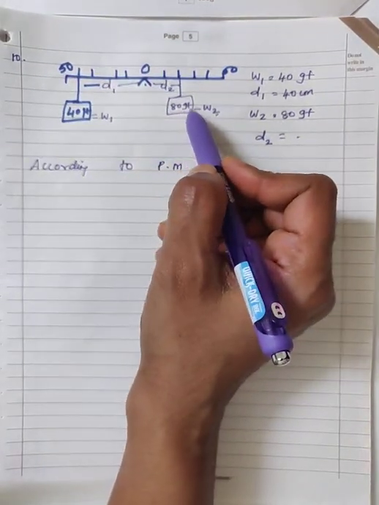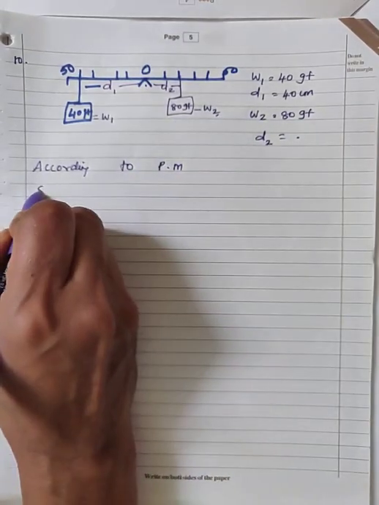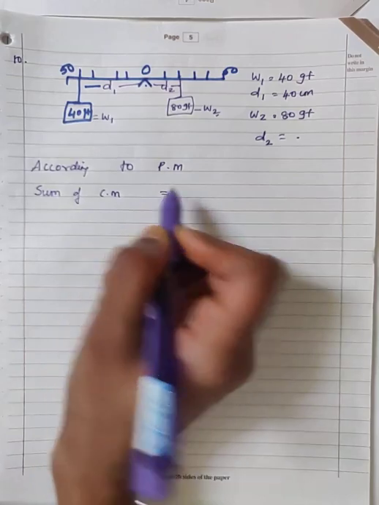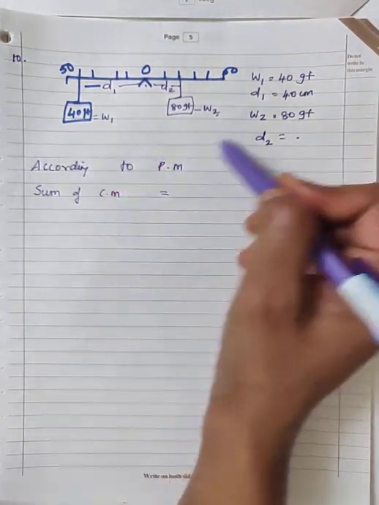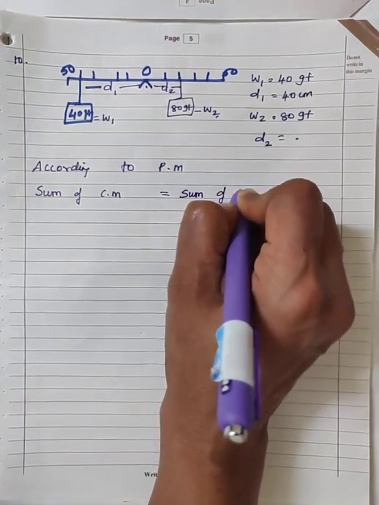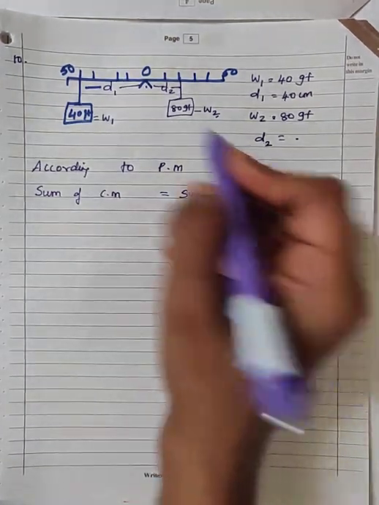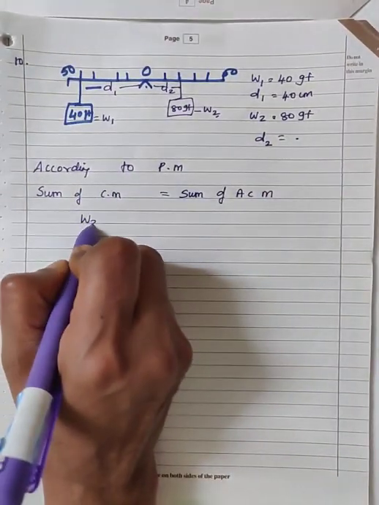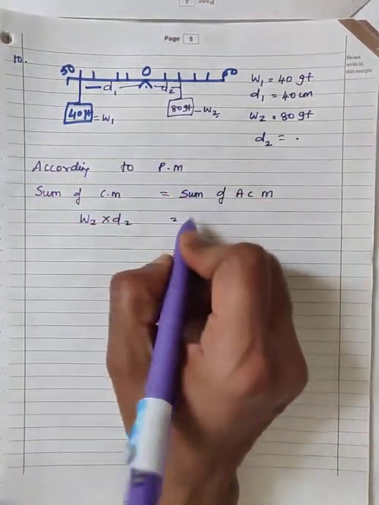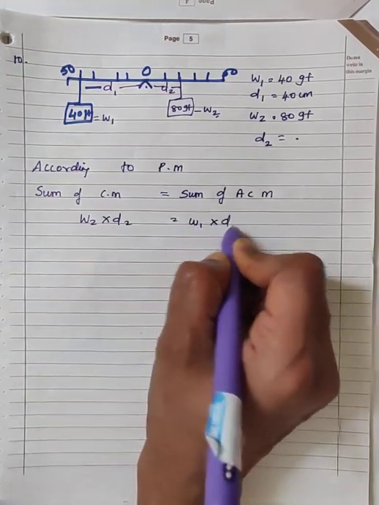Here, this 80 gram force will produce clockwise moment. So, we have to write sum of clockwise moment is equal to sum of anti-clockwise moment, as this 40 gram force will produce anti-clockwise moment. So, clockwise moment is equal to W2 into D2. And anti-clockwise moment is equal to W1 into D1.